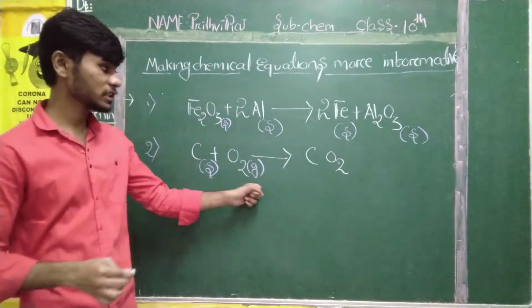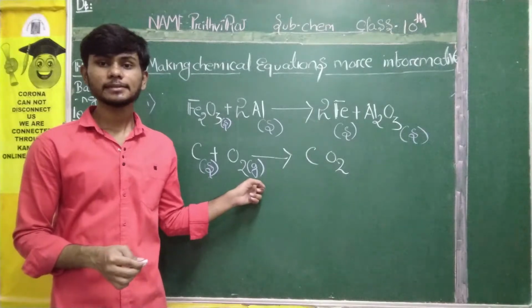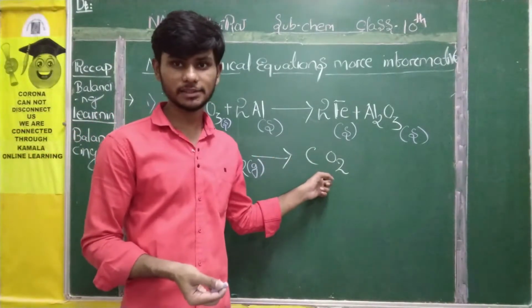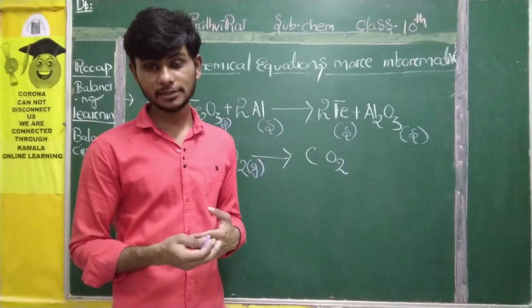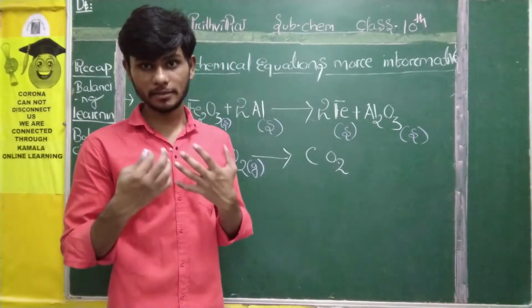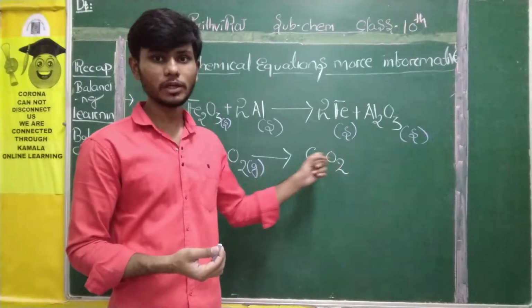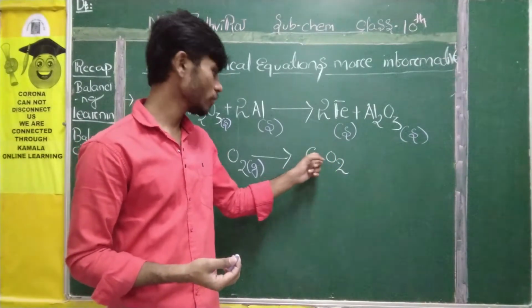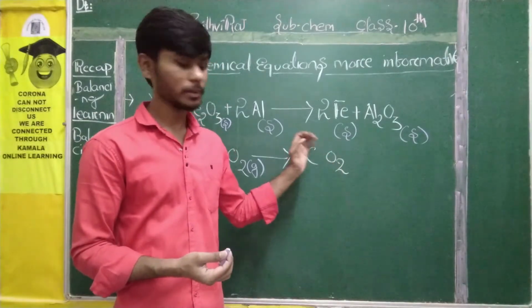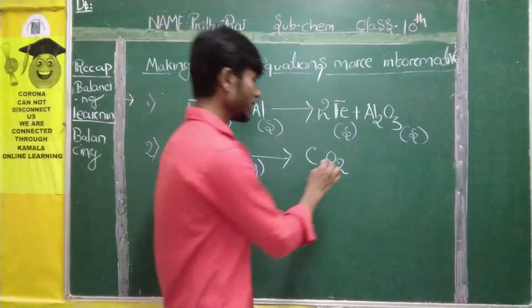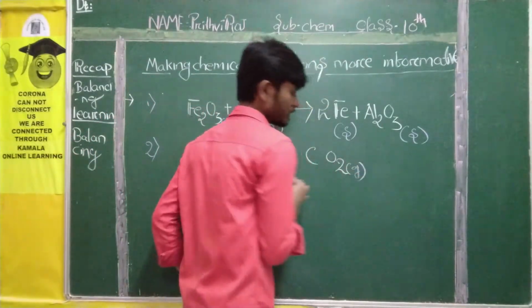We will write a small g. What about carbon dioxide, students? Carbon dioxide is a gas. I am writing CO2, because if I write CO, then it will be something else. So I am writing CO2. It is carbon dioxide and it is also a gas.